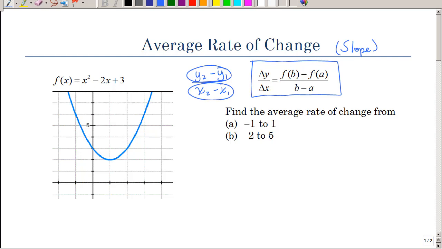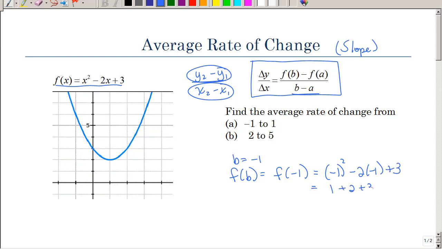So f of b minus f of a divided by b minus a. Again, it's just the slope. So find the average rate of change from -1 to +1 using that function. Well, if b is -1, again I'm looking at this formula, then what is f of b, or f evaluated at -1? Well, we'd have -1 squared minus 2 times -1 plus 3. That's 1 plus 2 plus 3, which is 6.